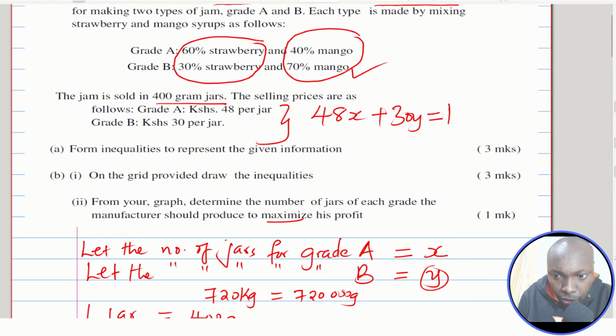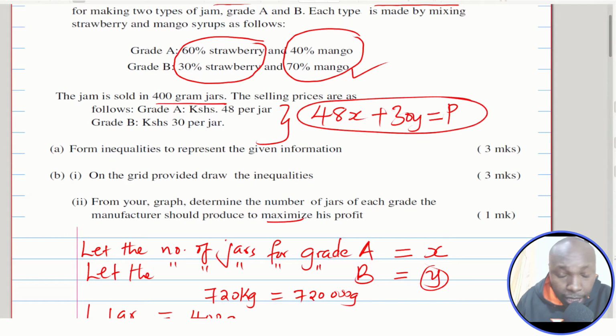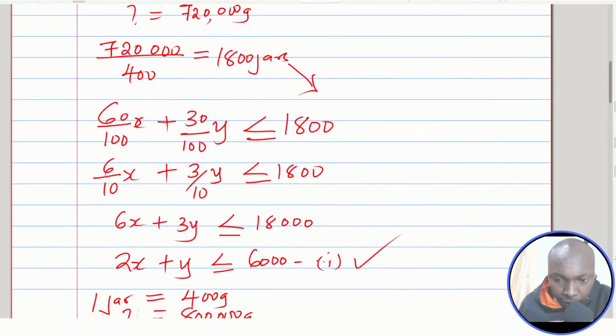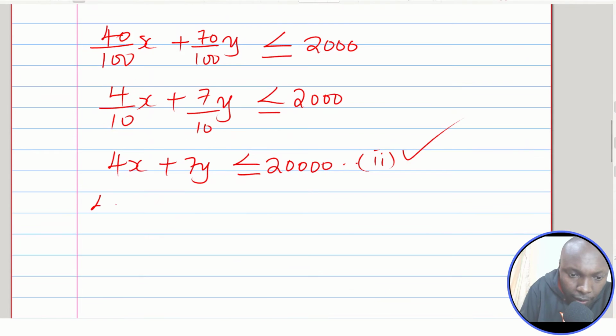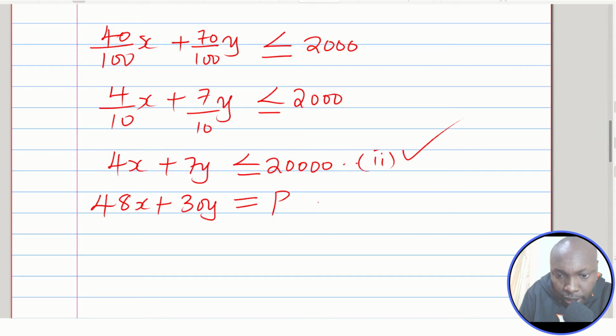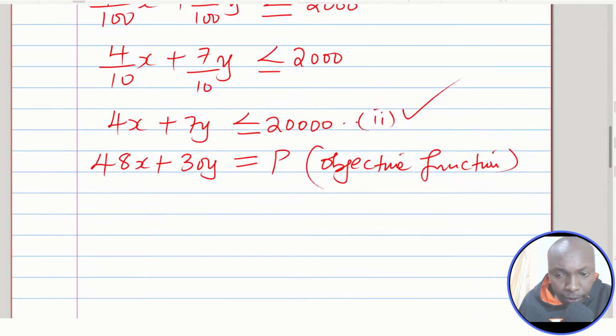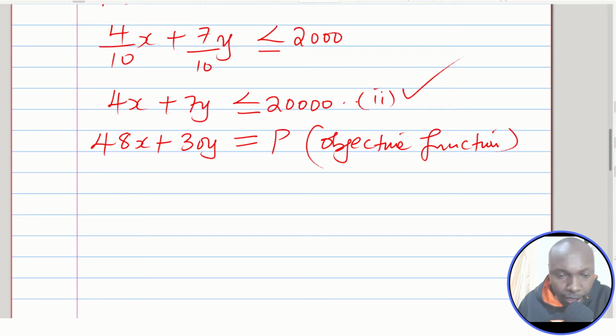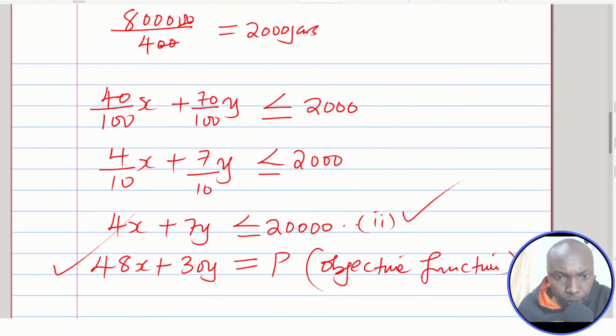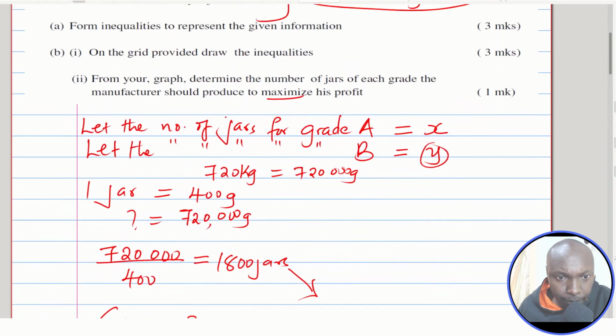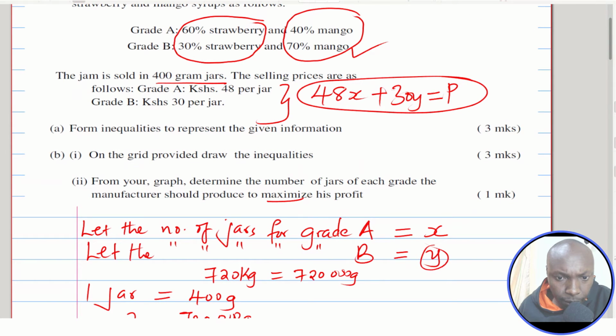So this is going to give us an objective function that we're going to use to maximize the profit. This is very important: 48x plus 30y. That is called the objective function, and it is the one that is going to assist us to either maximize or minimize the profit. So that is very important. I think we are through with the information.